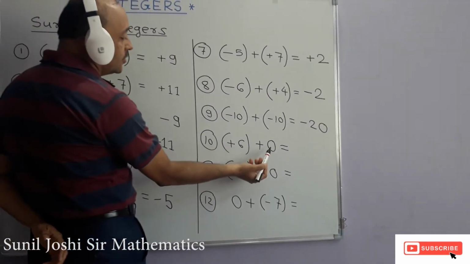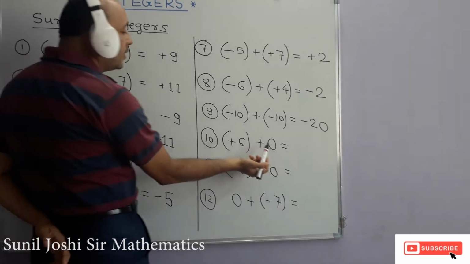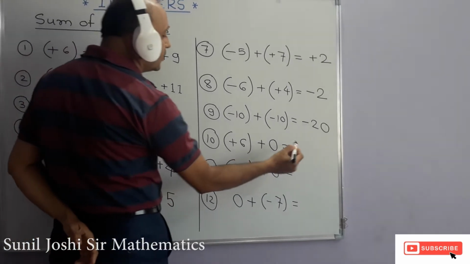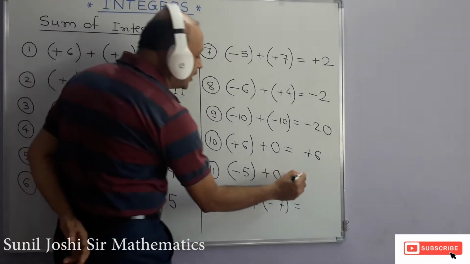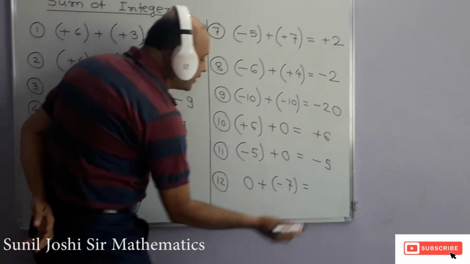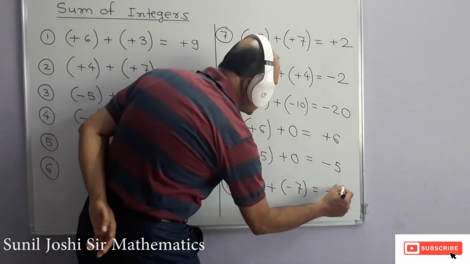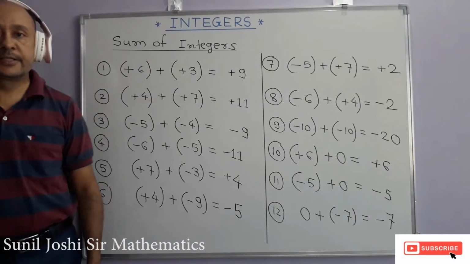Then there is no value for 0 in addition and subtraction. 0 is a neutral number. So positive 6 plus 0, the answer is positive 6. Then negative 5 plus 0, the answer is negative 5. Then 0 plus negative 7, the answer is negative 7. So this is all about sum of integers.